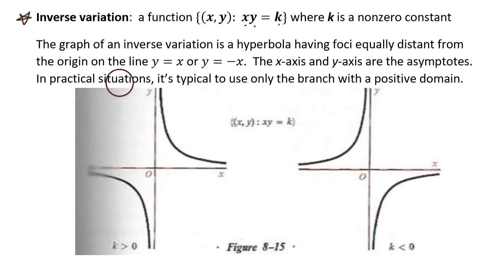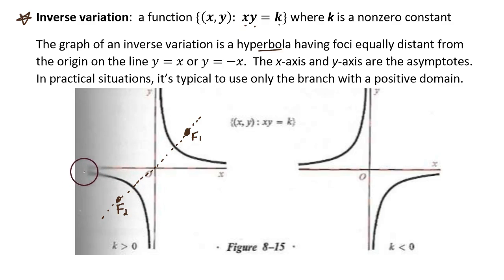The graph of an inverse variation is a hyperbola, having foci equidistant from the origin, on the line y equals x or y equals negative x. The x-axis and y-axis are the asymptotes. So take a look at this first hyperbola. If you were to draw the line y equals x, so a diagonal line going right through the origin with a slope of up 1 over 1, the foci would be located on that line. For example, that might be one focus, and this might be the other focus.